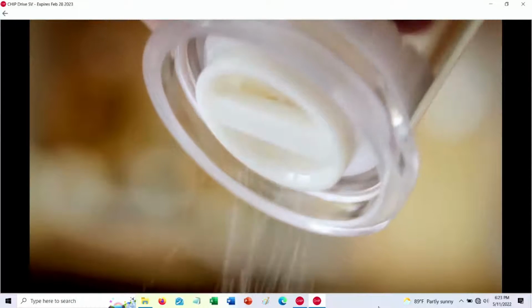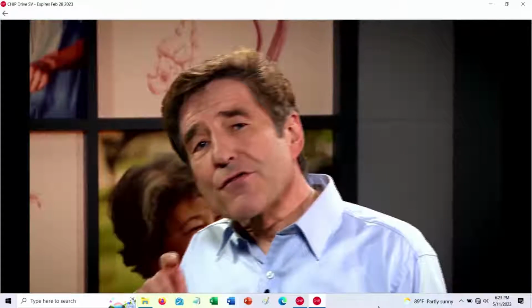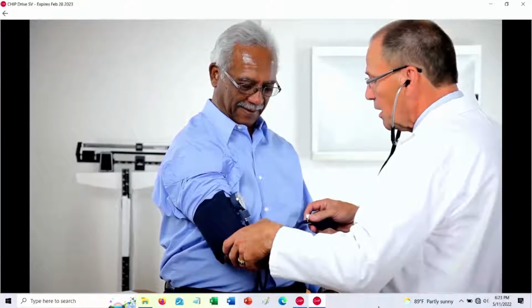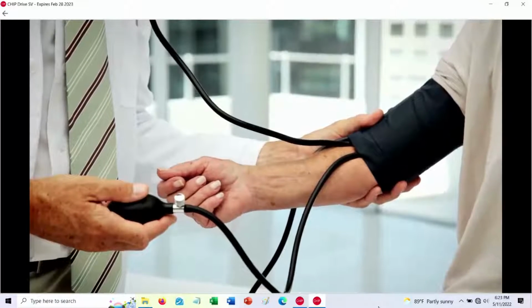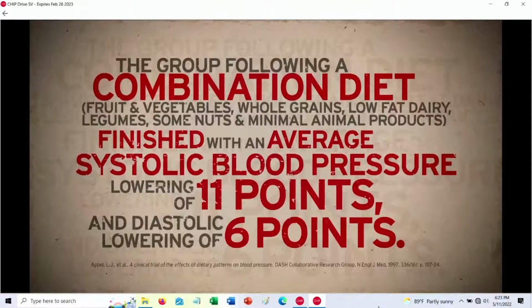And here are the results. They had 133 hypertensives, and they looked at their blood pressures very carefully over the 8-week program, and they found that they were able to lower their systolic blood pressure by 11 points and their diastolic blood pressure by almost 6 points.